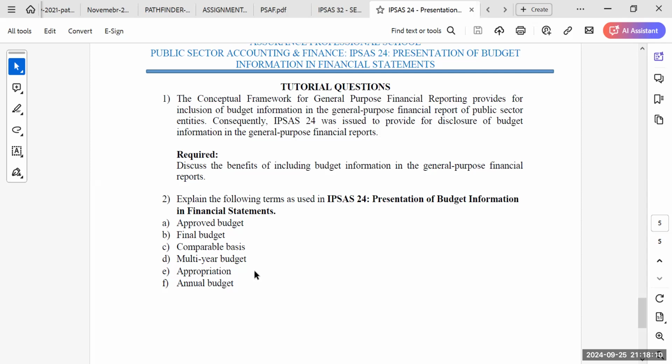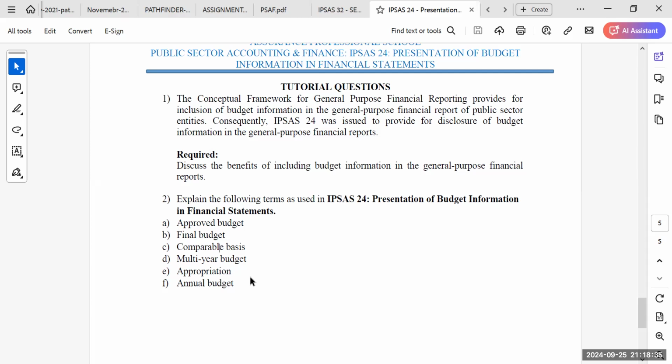So the annual budget is that budget for that whole year. The budget approved for a year is what we call the annual budget. All right, that is it. So this one we do it more. Budget preparation in the public sector is a very important area, so that's why I just brought it so that you have an idea about it.